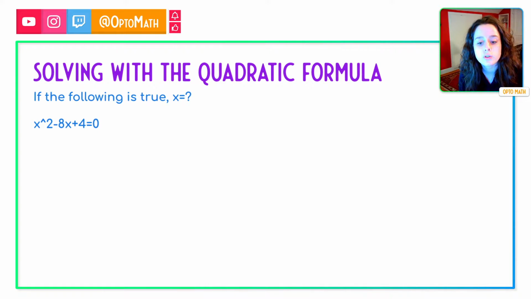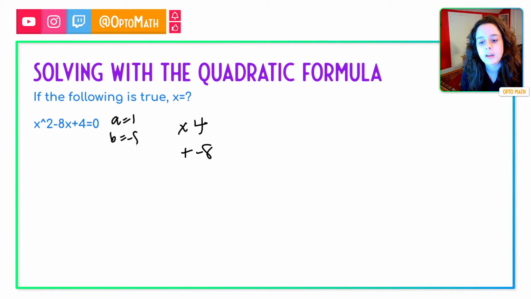We know we have to use the quadratic formula because if we tried to factor, saying factors of 4 that add to negative 8, there are none. So we can't factor it. We've got to use the quadratic formula. So a is 1, b is negative 8, and c is 4.